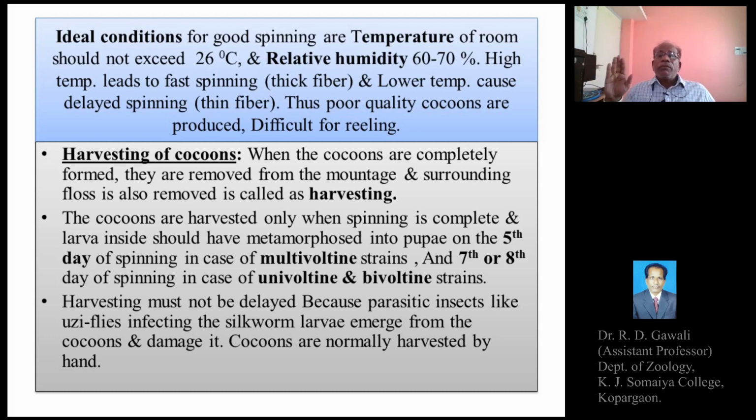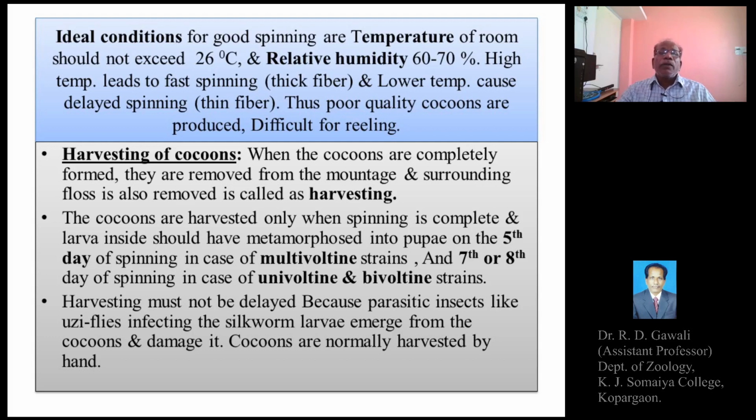So harvesting must not be delayed, because parasitic insects like Uji flies infect the silkworms during larval development, at the fifth instar stage. So the larvae of the Uji flies can come out of the cocoons and damage them. Cocoons are normally harvested manually, by hand. One can harvest the cocoons from the mountages. So this is about the harvesting of the cocoons.